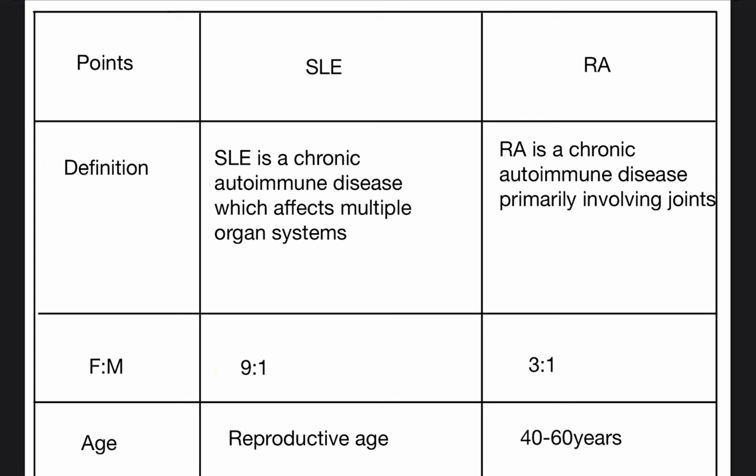So today we are going to study about SLE and rheumatoid arthritis. So what is this SLE? SLE is a chronic autoimmune disease which affects multiple organ systems. And what is rheumatoid arthritis? It's also a chronic autoimmune disease which primarily involves the joints but also affects other systems.